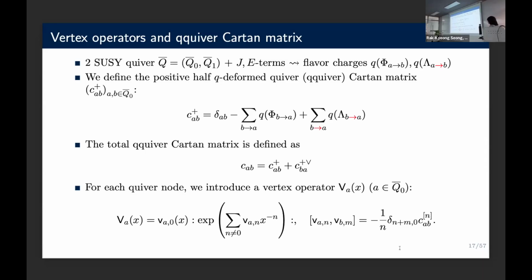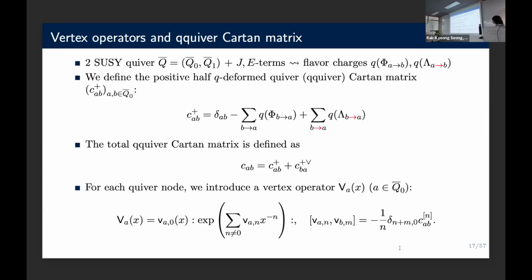Then you define the total quiver Cartan matrix by taking the Hermitian conjugate of it. So this one means the conjugate of it, flipping all the signs to the inverse, and you define this quiver Cartan matrix. Then after you do this, you define a nice vertex operator obeying these free boson relations in this way.